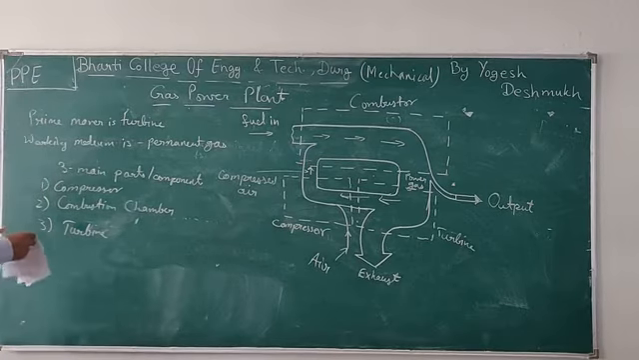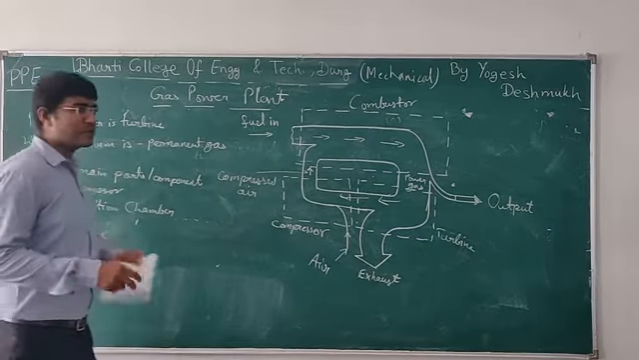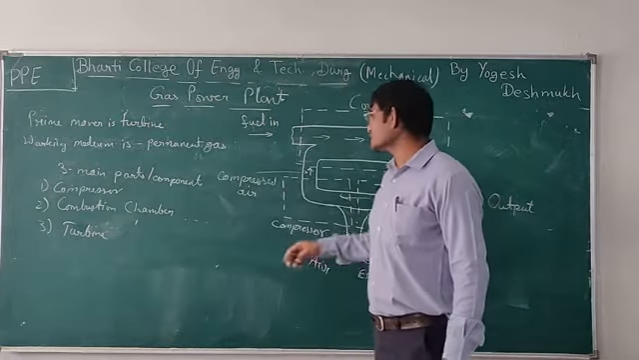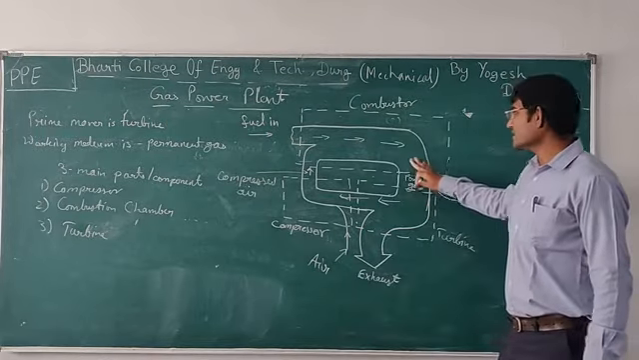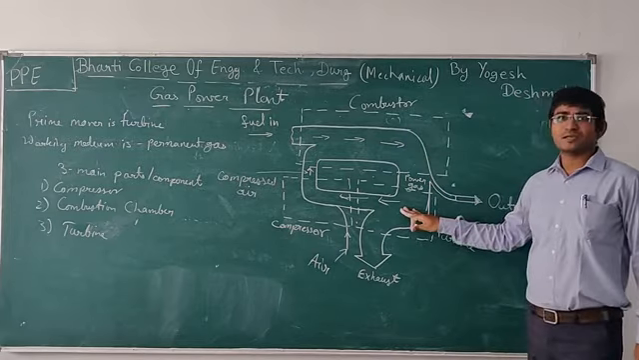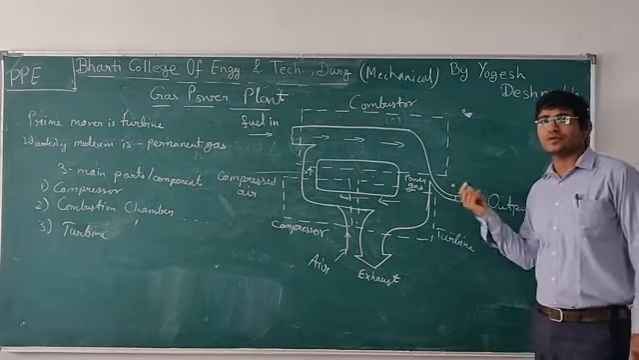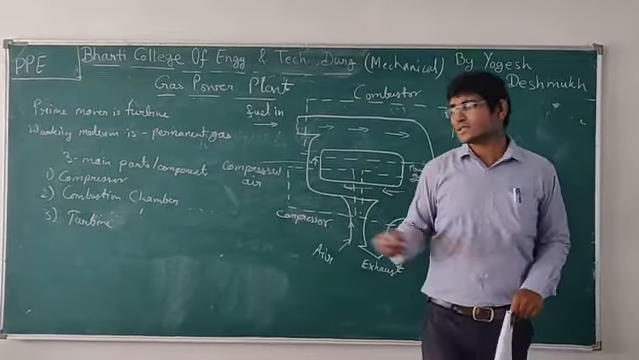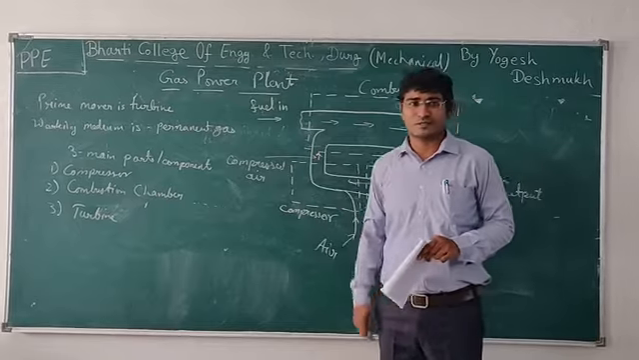Turbine. The turbine is the main mover. Hot gases move the turbine blades and convert the kinetic energy of the flue gases into mechanical energy, and then the mechanical energy is converted into electrical energy with the help of a generator installed on the same shaft as the turbine and compressor.